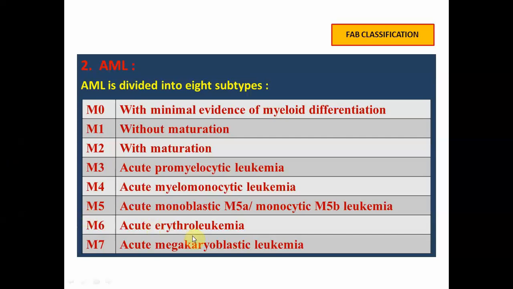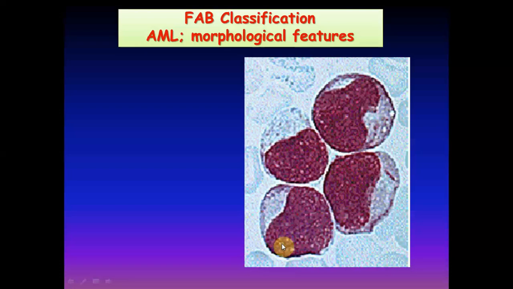M6 is acute erythroleukemia, meaning it involves the erythroid series. I will find erythroblasts and myeloblasts in this form of leukemia according to its criteria. And lastly, M7 is acute megakaryoblastic leukemia, a form of leukemia involving the megakaryocytic series. So I will find megakaryoblasts and myeloid blasts also.